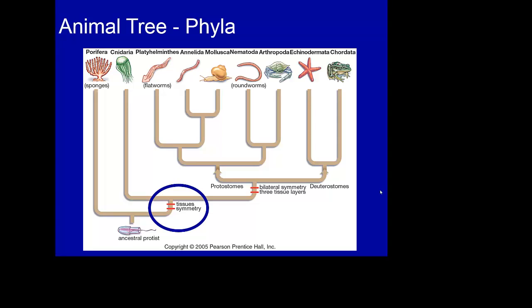So if we want to look at tissues and symmetry and how that adds complexity to our organisms, and our 8 remaining phyla all have some sort of tissue and some sort of symmetry, we're actually going to start with cnidarians, or jellyfish, corals, things along those lines, because what we see there is we actually have our only instance of radial symmetry.